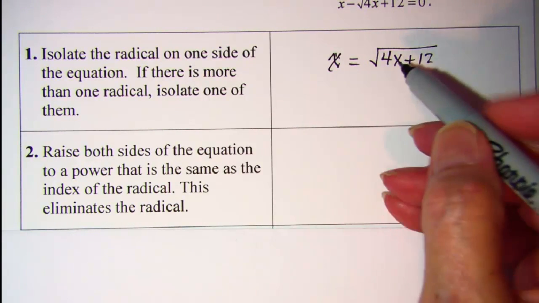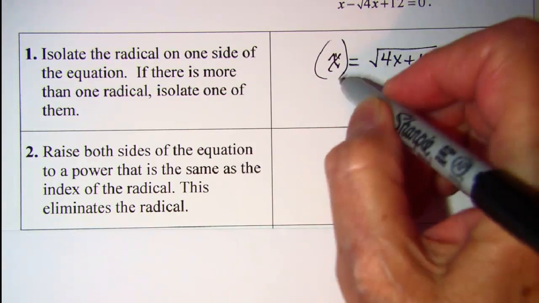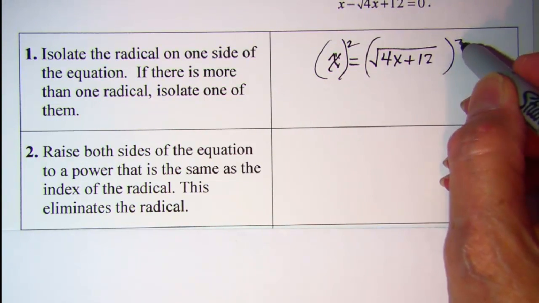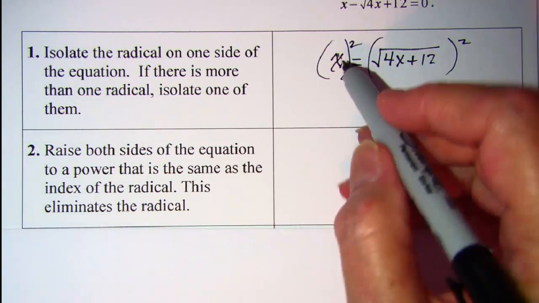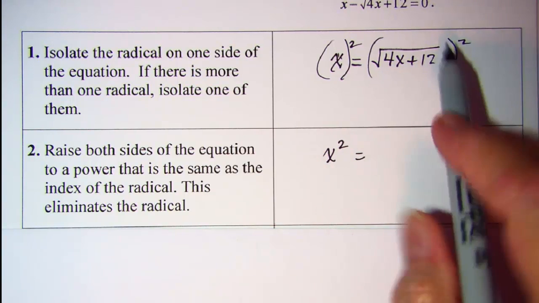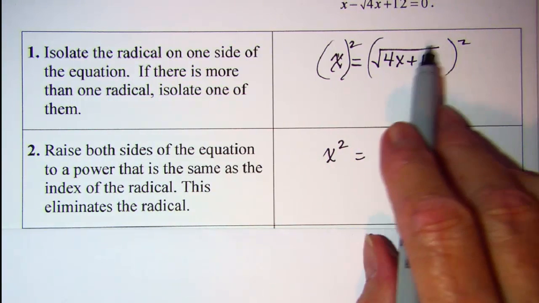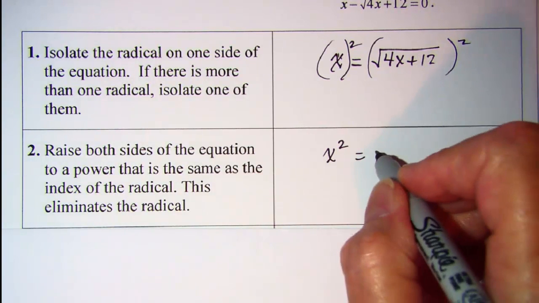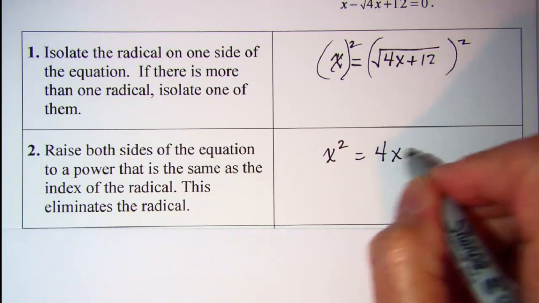So I want to raise both sides of my equation to the second power. When I do that, on the left side I have x squared, and on the right side the squaring and the square rooting are inverse operations, so I'll just have 4x plus 12.